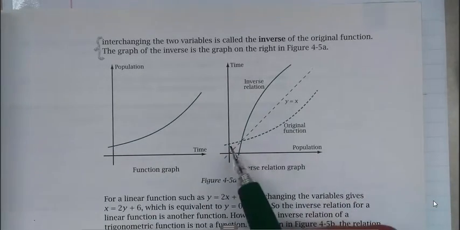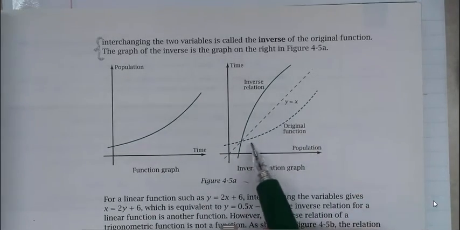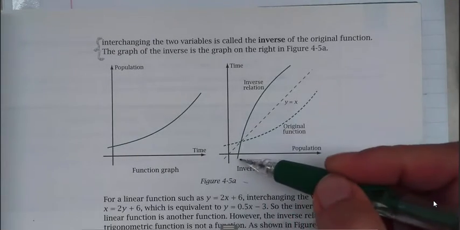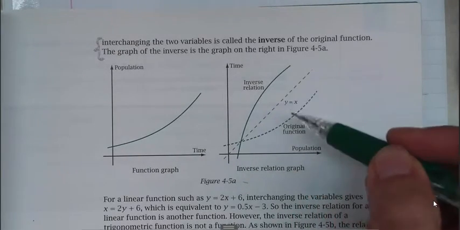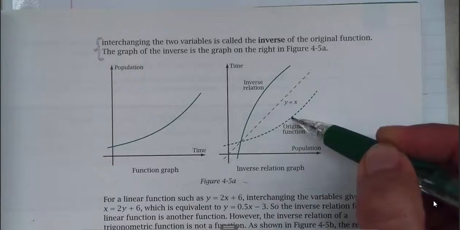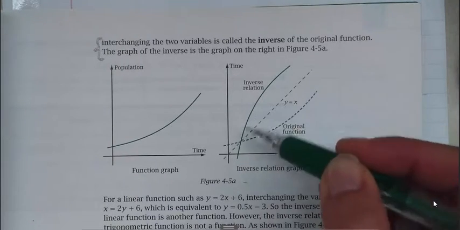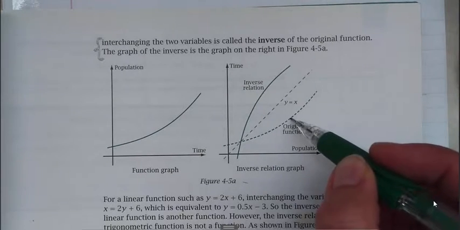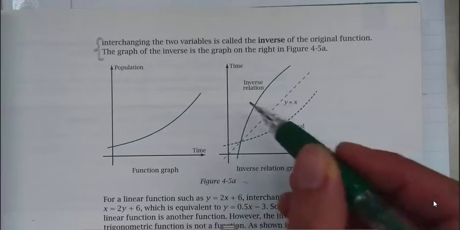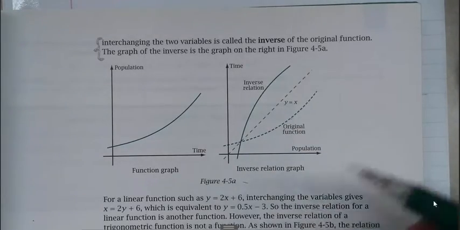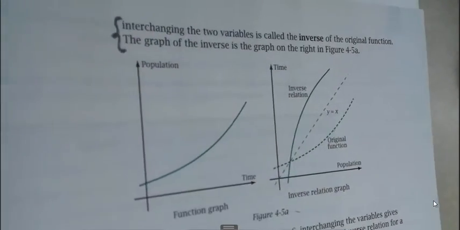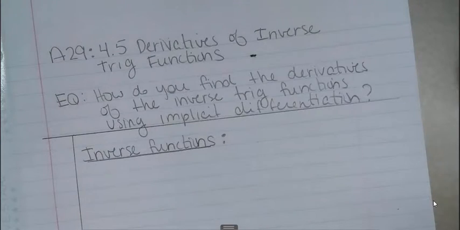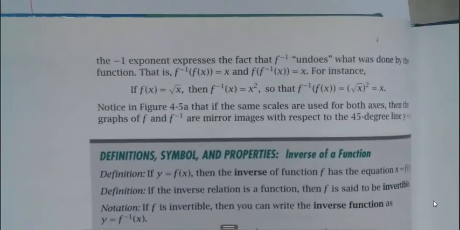When we take this original function, and we want the inverse of it, it's always that graph that is going to take every point on the original function and reflect it across the line y equals x. That's because every point on that inverse function has had the x's and the y's switched. Okay, so that's basically your inverse function, and there's some notation. This is on page 148.